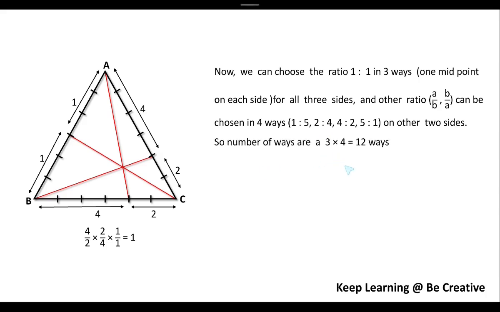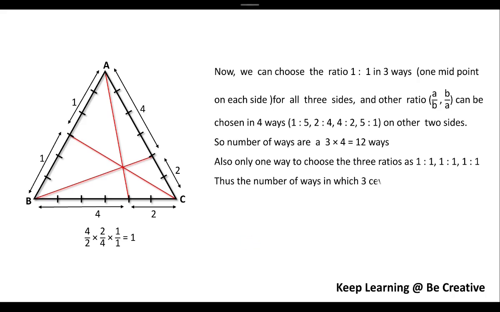Now the number of ways in which this can be done will be 3 into 4: 3 ways of choosing 1:1 and 4 ways of choosing the A is to B ratio, and the B upon A ratio will depend on the A upon B ratio only. So the total number of ways here will be 12. One more case which we have discussed is when all the 3 ratios become 1:1. There can be only one way, when all the 3 midpoints are connected to the opposite vertices. So the total number of ways in which the 3 cevians can be concurrent will be 13.